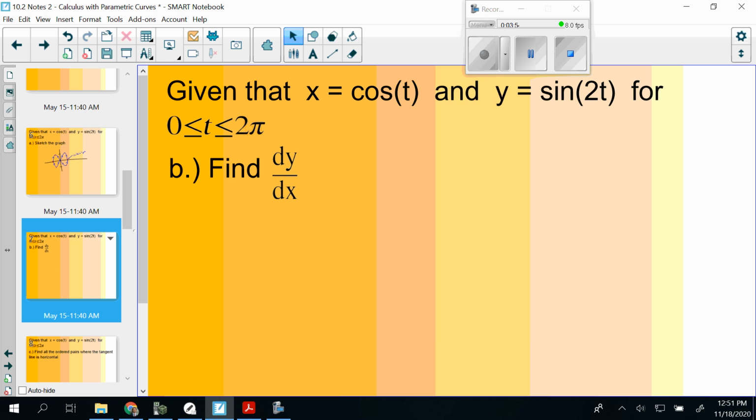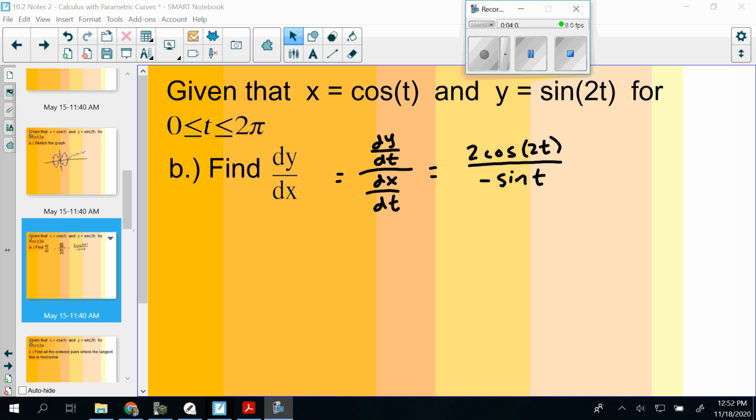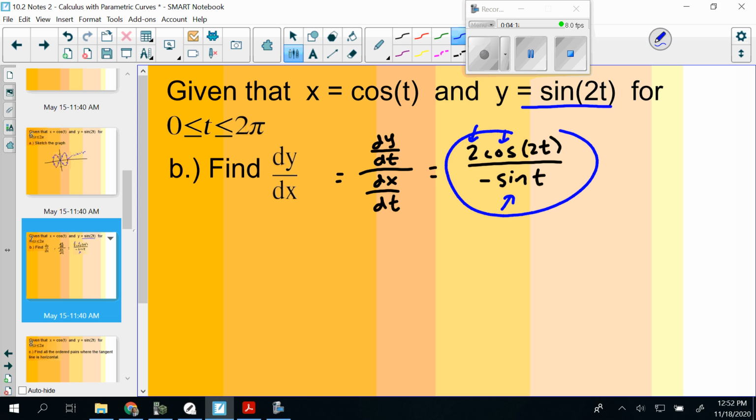All right, next part, find dy/dx. Why don't you pause the video and try this out, see what you get. All right, let's see if you got it. Make sure you did chain rule when doing the dy/dt here. So the derivative of sine is cosine of 2t, and then the derivative inside is another 2 there. And then the derivative dx/dt would be negative sine of t. So that's what you should have had there.